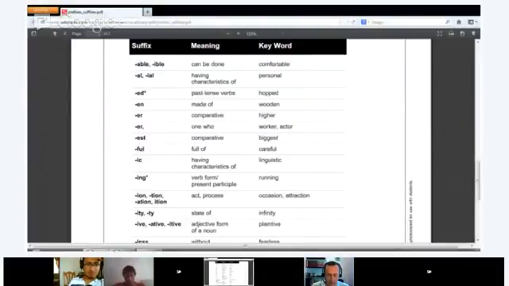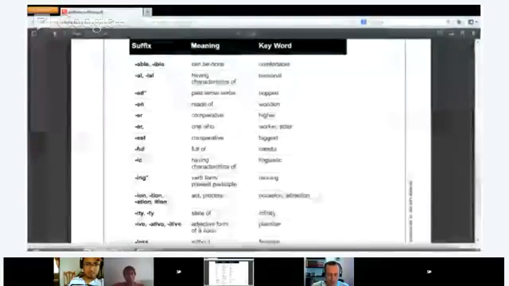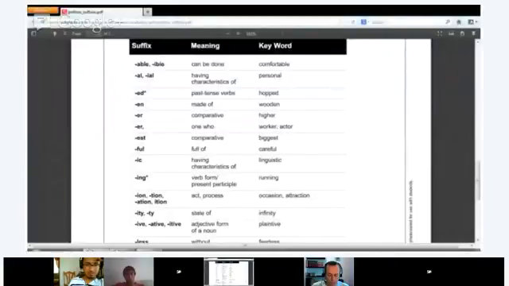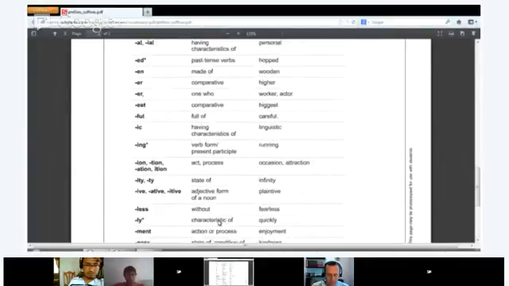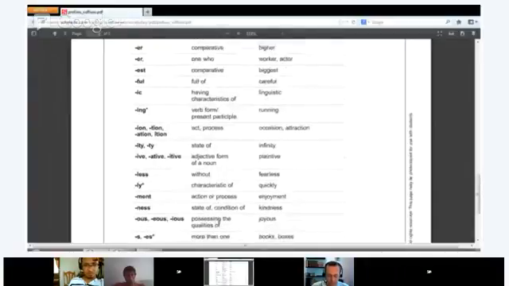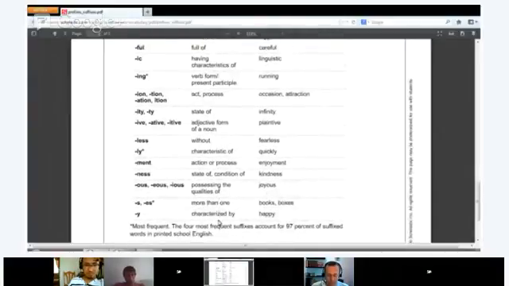Ing, verb form, present participle, running. Ion, tion, ation, ition: act, process, occasion, attraction. Ity and ty: state of, inviting. Ive, ative, itive: adjective from a noun, plaintive. Okay, good. Less: adjective form of the noun. Okay, that would be 4 right there.